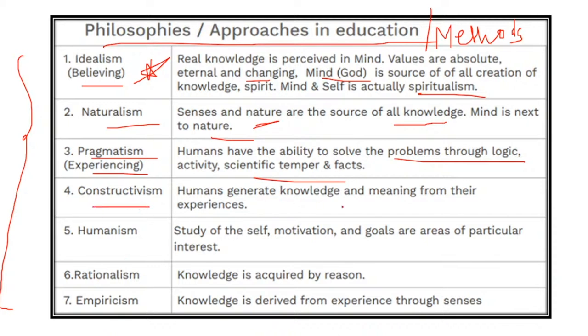Constructivism talks about generating knowledge from experiences. That means you construct knowledge only based on your experiences. Humanism talks about self-motivation and goals, wherein you require a push factor in the form of motivation, an intrinsic goal. Intrinsic means your self-motivation. Rationalism is the knowledge which is acquired by reason. And empiricism is knowledge which is derived from experiences through the senses. Please try to understand, there are examples where these questions are in the form of match the following. There is no individual sentence yet seen, but in match the following, these approaches have been touched.